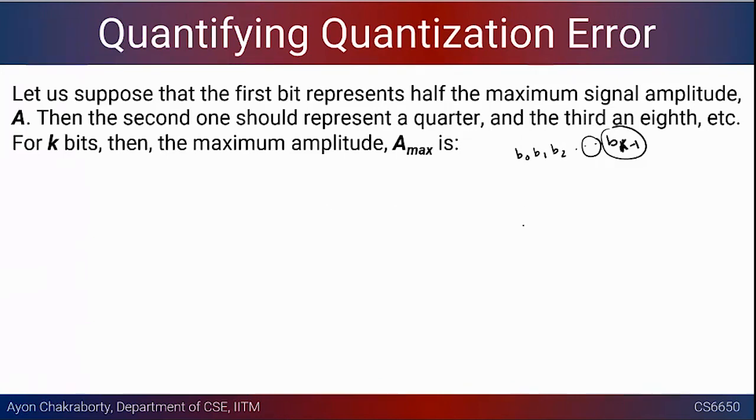So what is happening? The values keep on decreasing by geometric progression. But what is the value of A? Suppose this is your value, this is A, the maximum value of the analog signal, let's say.